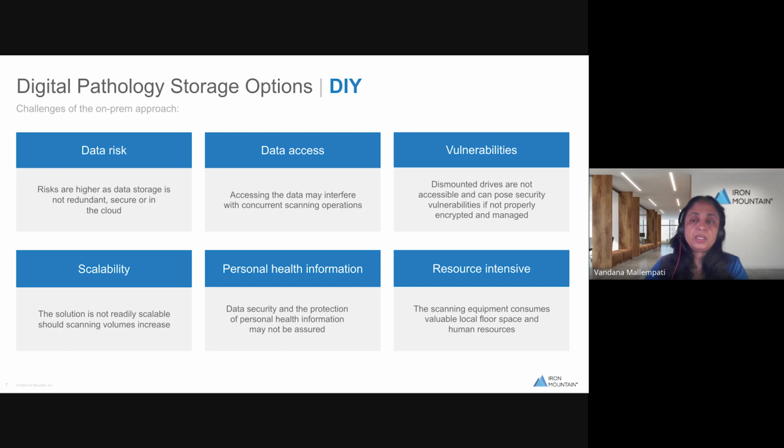The scanning equipment consumes valuable local floor space and human resources. Any organization would need expert help in addressing each of these problems. As the digital pathology system's complexity increases, so do the capital expenses and the amount of IT expert time required to design, test, implement, and maintain the solution. And also, there will be difficulties when the operation needs scaling up, even if it is moderately scaling up.